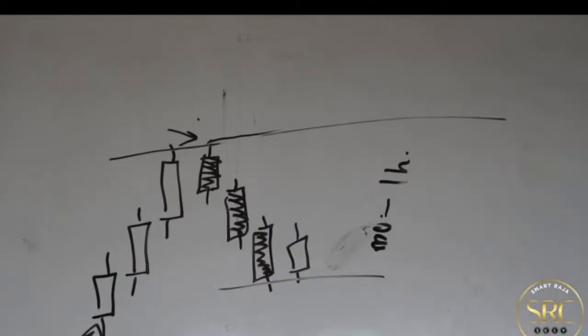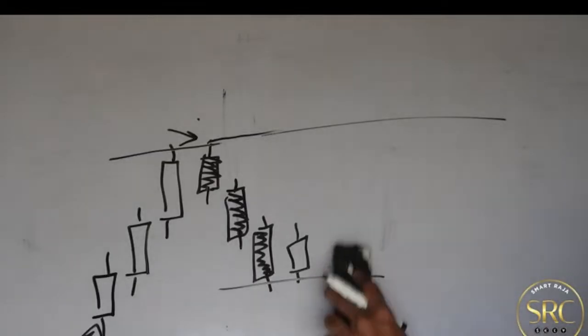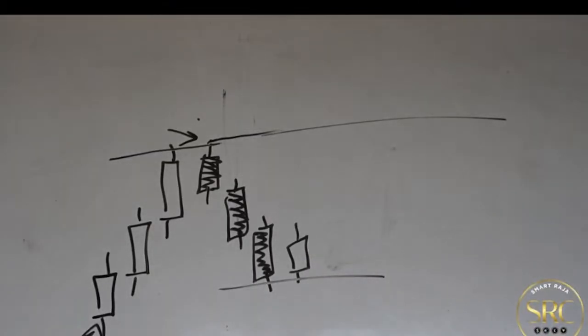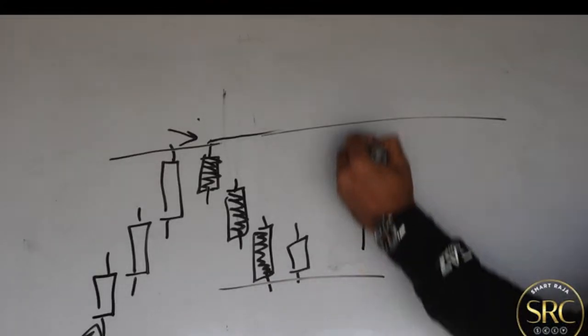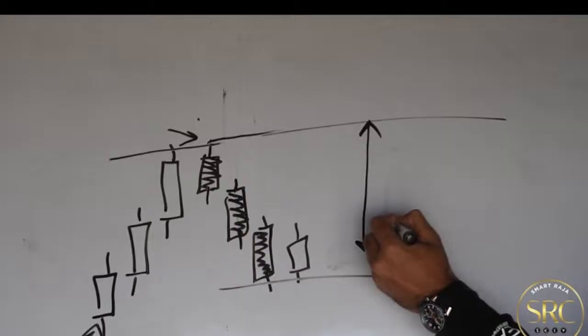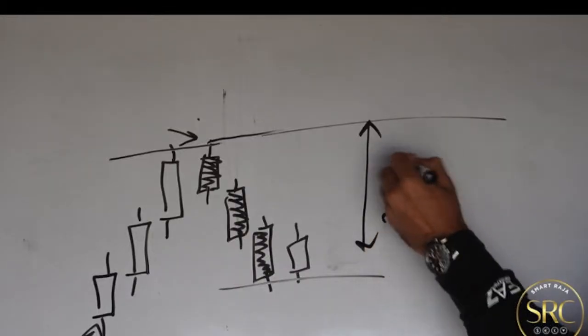Now, first things first, right? Your support is formed. You waited for the support to form in an uptrend. Perfect. Now at this point, you're measuring the range. Let's say this range on the 30-minute is about 30 pips.